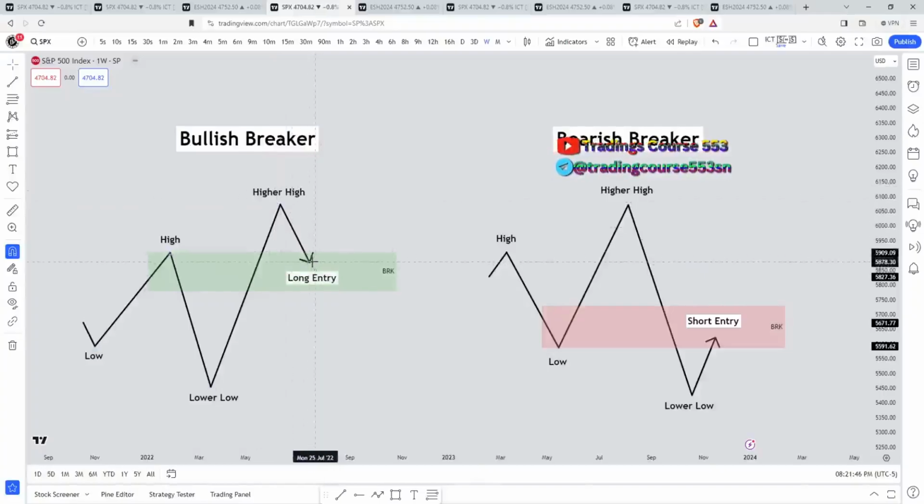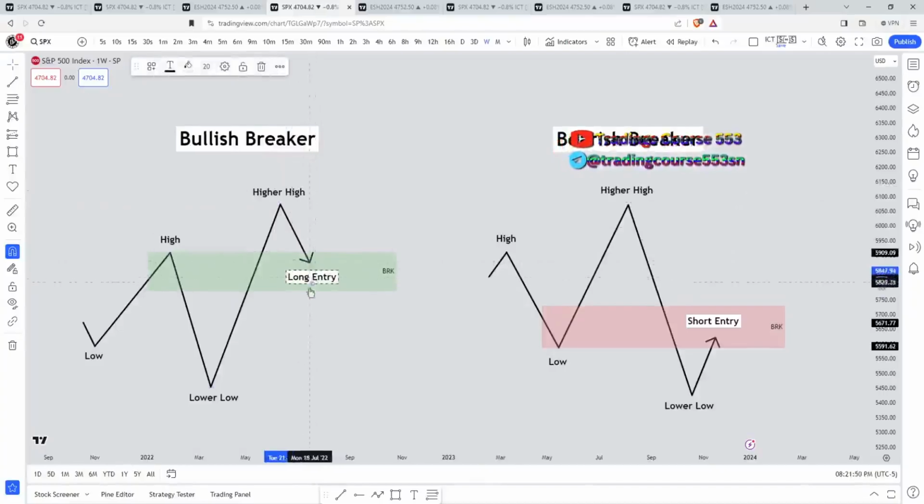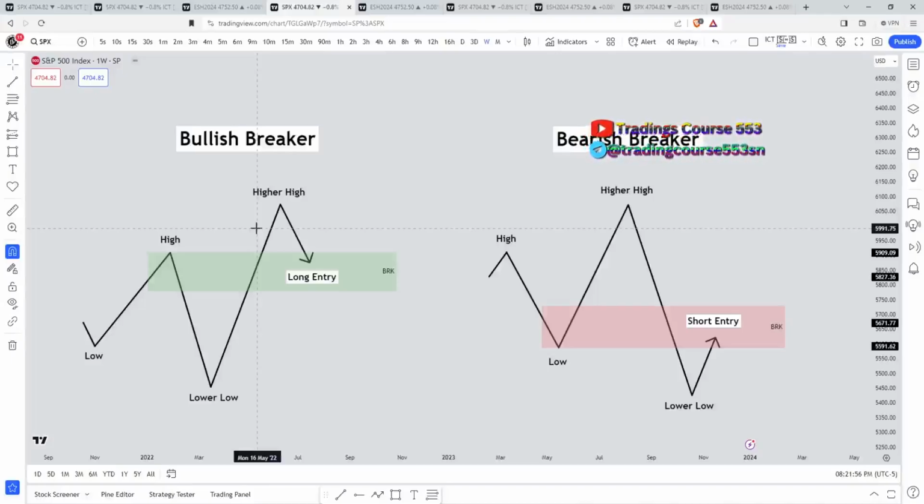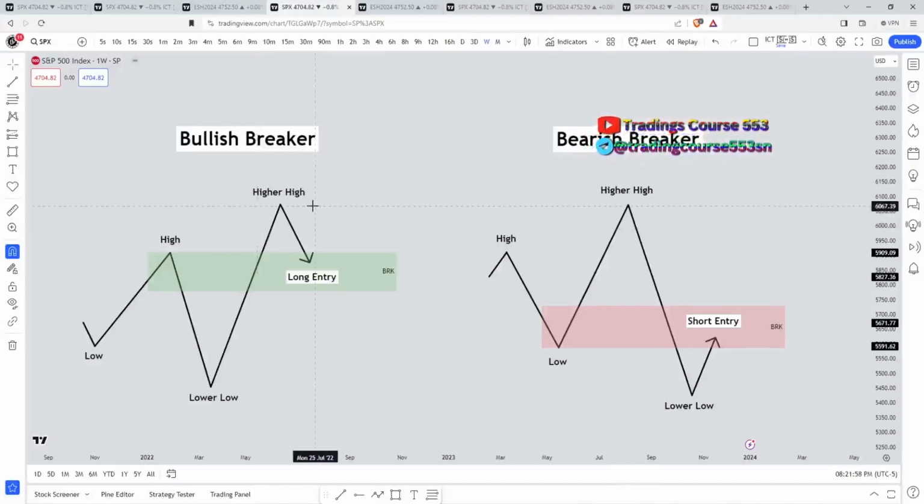When price returns back to the breaker, that would be the long entry. We'll also go over some potential stop placements later in the series. This isn't the main model that I use to trade, but I can use it as confluence and also for targets. It's important to understand this PD array just because there are certain scenarios where I do refer to it.